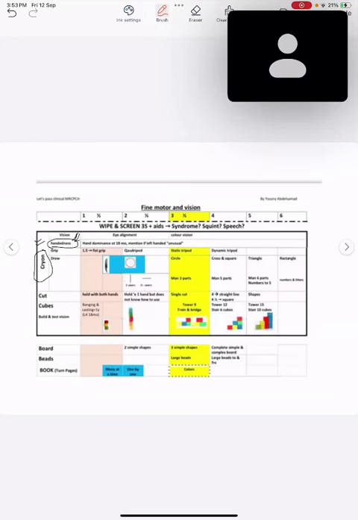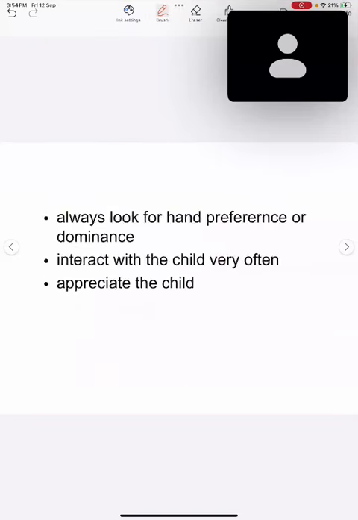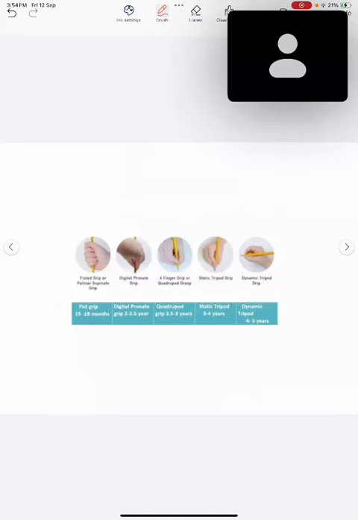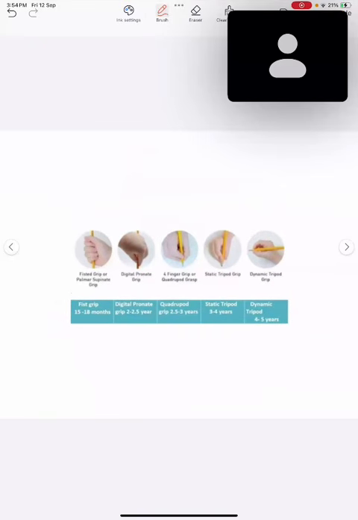Hand dominance usually starts at 18 months. If the child is left-handed before that, that is unusual. So this is the first point. Okay, next thing, Ali, can you please hold this crayon? The next thing is the grip. You will see what the grip of the child is. For the grip, I will show you. This is an excellent diagram for the grip.